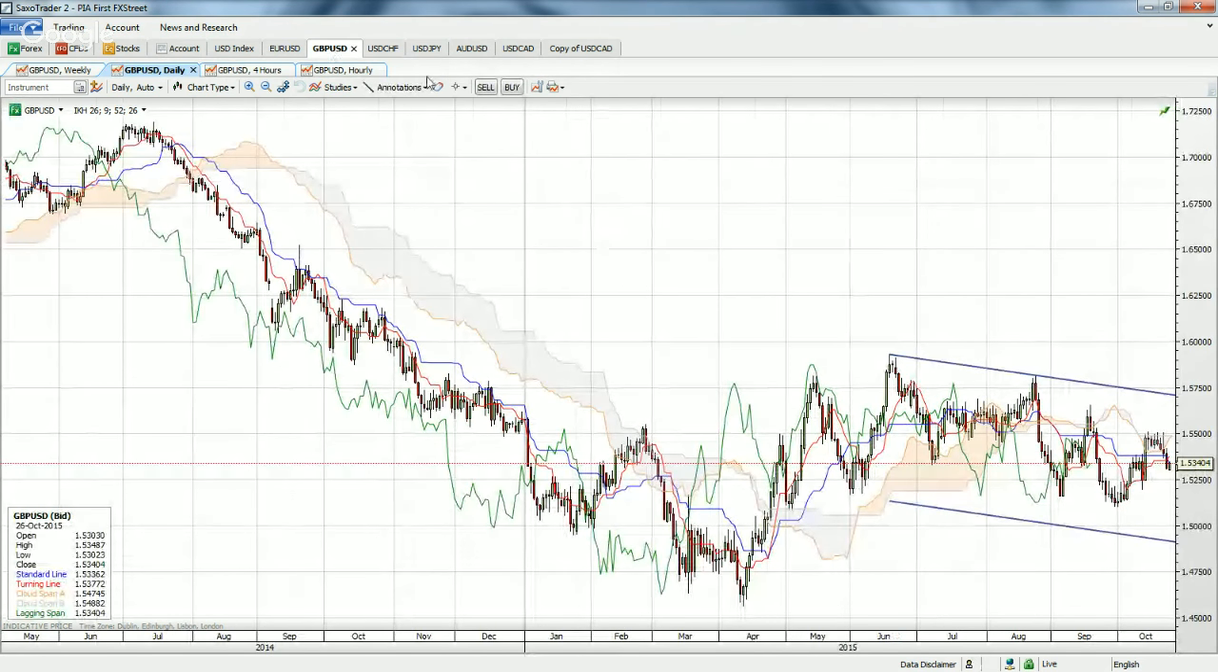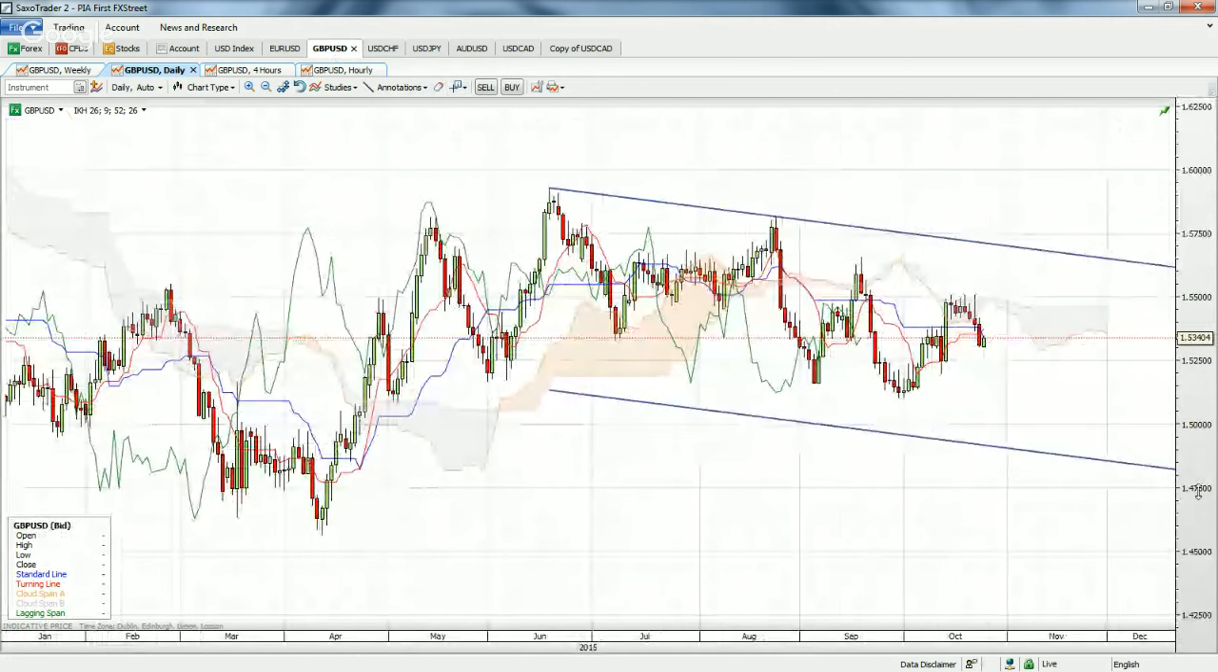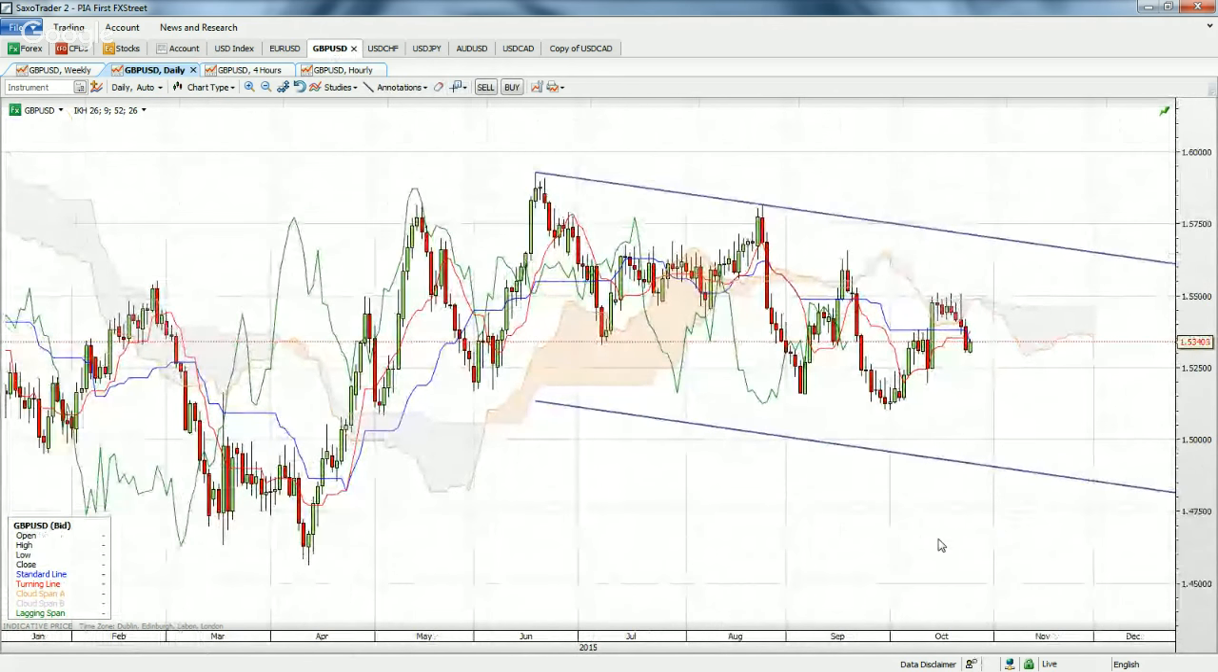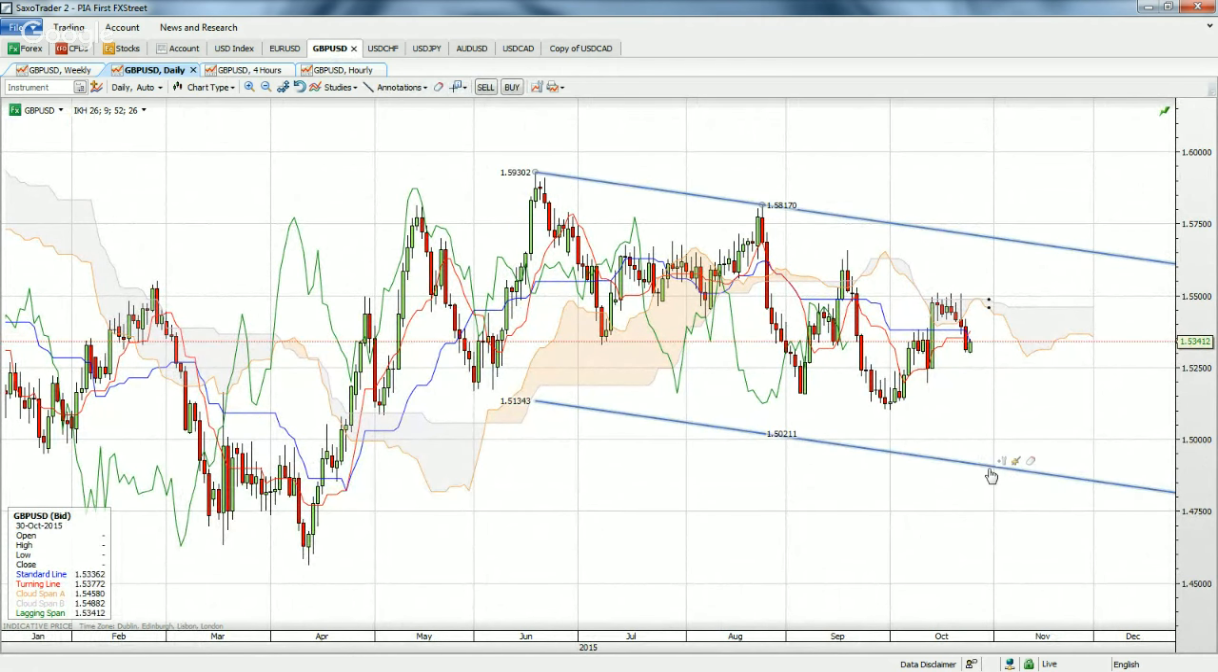So cable, slightly different picture in that we're in a corrective channel formation. The base of this formation will probably line up when euro dollar hits the base or gets to around parity. So this move to the downside is probably going to be a lot more choppy, a lot more volatile than the euro dollar sell-off.